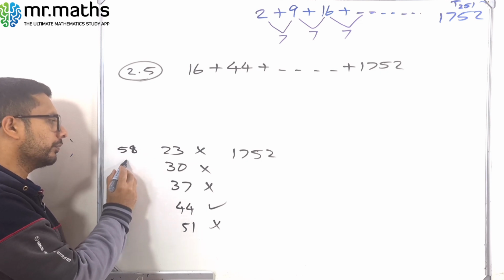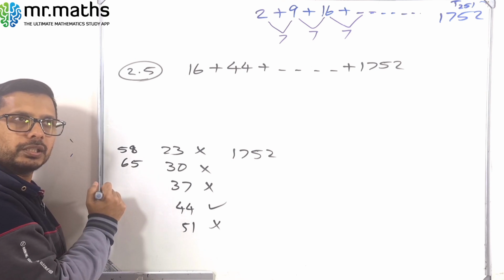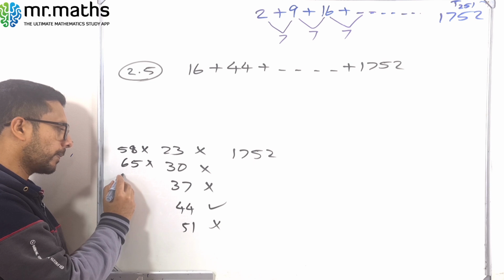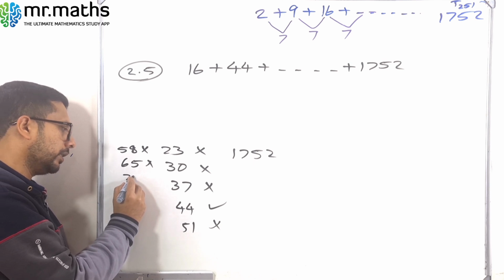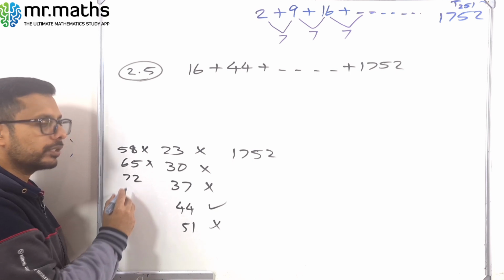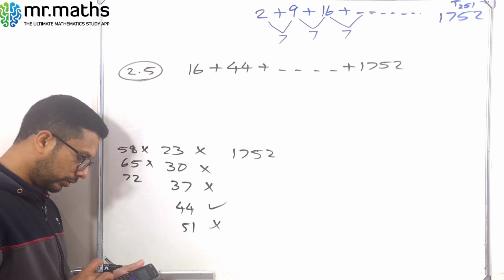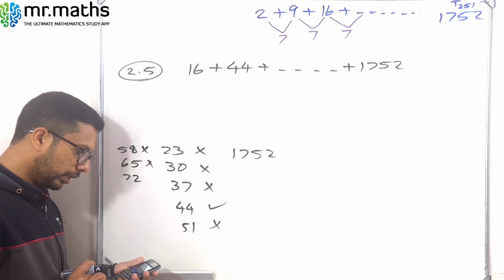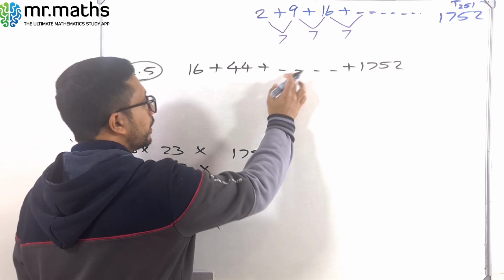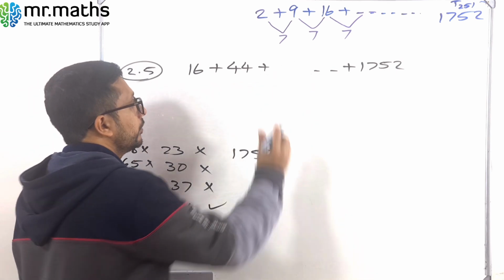It's not divisible. 58 plus 7, 65. Is it divisible by 4? No. 65 plus 7, 72. Is it divisible? I think it is divisible. 72 divided by 4, yeah, 18. That means it's divisible. So the next term here is 72.